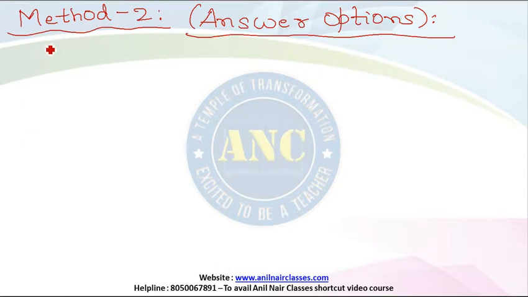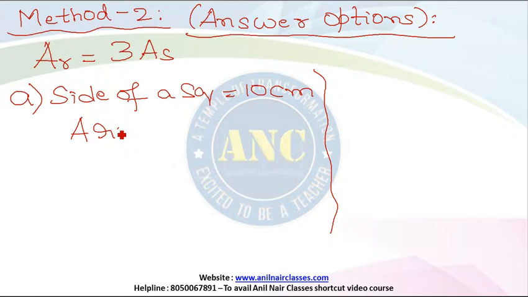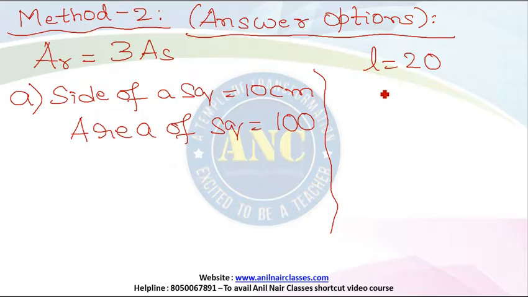Now, the first statement says the area of the rectangle is 3 times the area of a square. Now what I will do is I will take the side of the square as the first option, which is nothing but 10 centimeters according to the given options. I will assume the side of the square as 10. Now, the side of the square is 10 means the area of the square is nothing but 10 squared, 100. Now length is nothing but 20, the length of the rectangle.